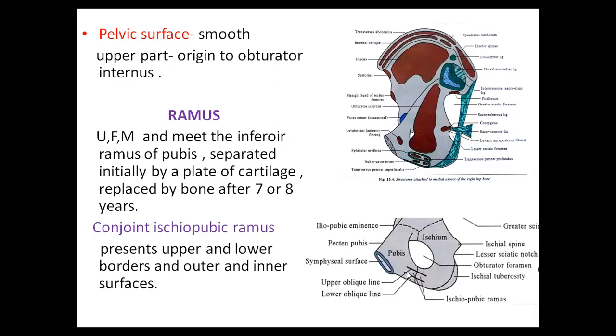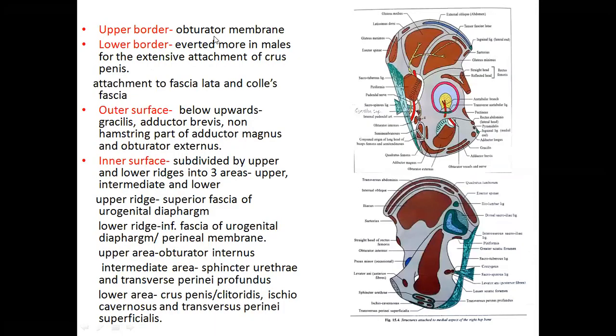The conjoined ischiopubic ramus presents an upper border and a lower border. From outside it presents a surface, which you call the dorsal surface or outer surface. From inside it presents the pelvic surface, which is always smooth. The upper border gives attachment to the obturator membrane, which gives origin to obturator externus from outside.